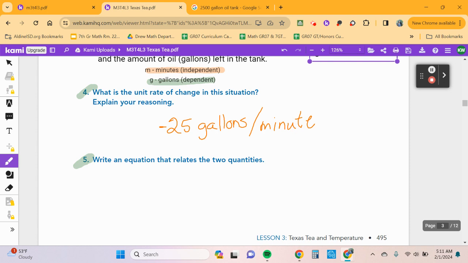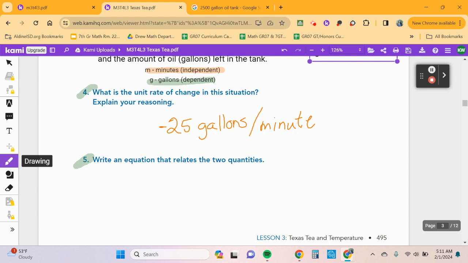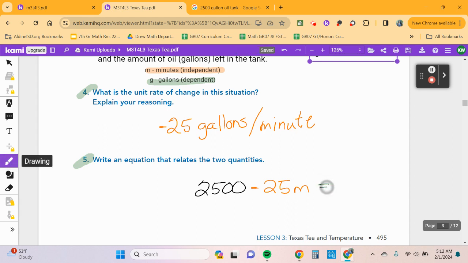Well, remember when building your equation, always think about where we're starting. So our oil tank is starting at 2,500 gallons. And we know what is happening here. It's being emptied, so subtract 25 gallons per minute. So 25 each minute, right? And I know that's going to equal the amount I have left in my tank in gallons. So I've got 2,500 minus 25 times M is equal to G.